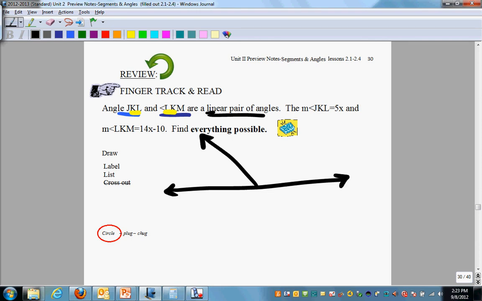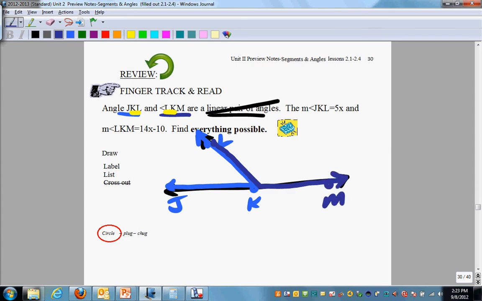That is a linear pair. Now we have JKL, LKM. Notice the K and L's are repeated. That means that's your spine. So we have JKL, then we have LKM. They share a spine and make a line.